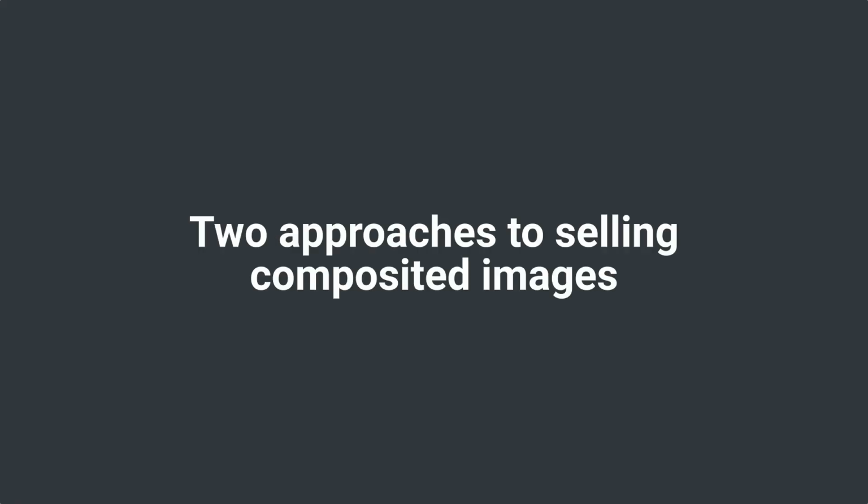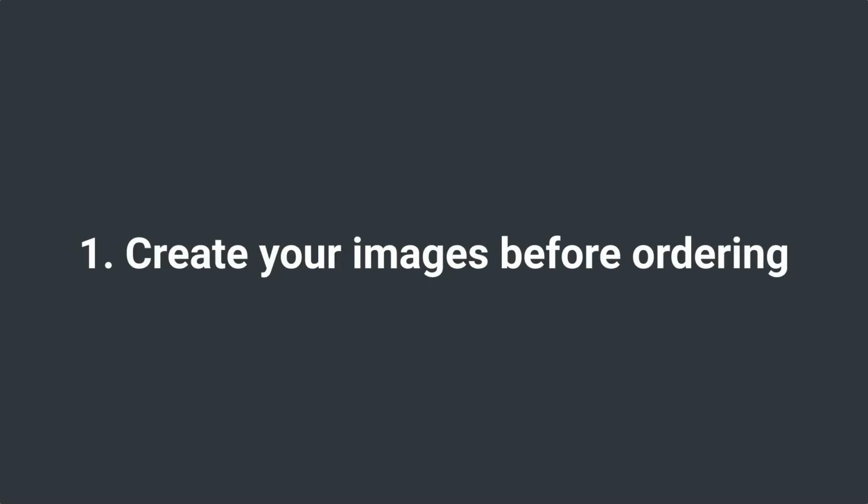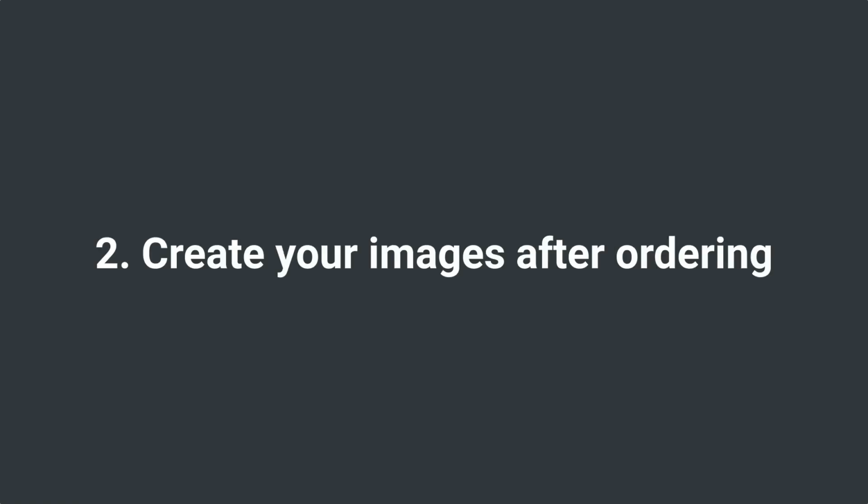There are two distinct methods of selling composited images, such as memory mates, magazine covers, and banners. 1. You can create and upload your composited files and then invite your customers to order. 2. You can upload unedited images, invite your customers to order using sample images of the memory mates, magazine covers, etc., and then post-process the purchased items after their orders are placed.